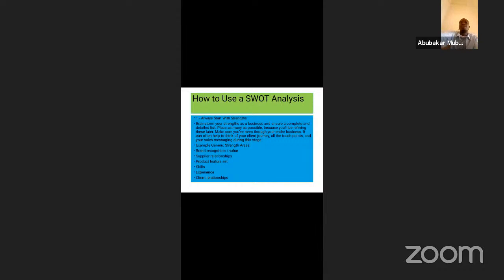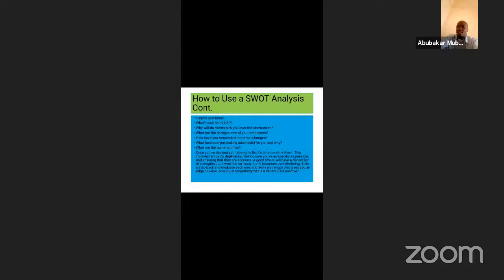Now you go there ahead of them, and by going ahead of them, you already know this is what they will be facing, this is what they will do. You use that as an opportunity to think ahead of them and give them beyond their expectations. Examples of strength areas are brand recognition or value, supplier relationship, product feature sets, how you set your skills, experience, client relationships, how you relate with your client. That's why I say you should think more ahead of them. So here are some questions that might be helpful to you.